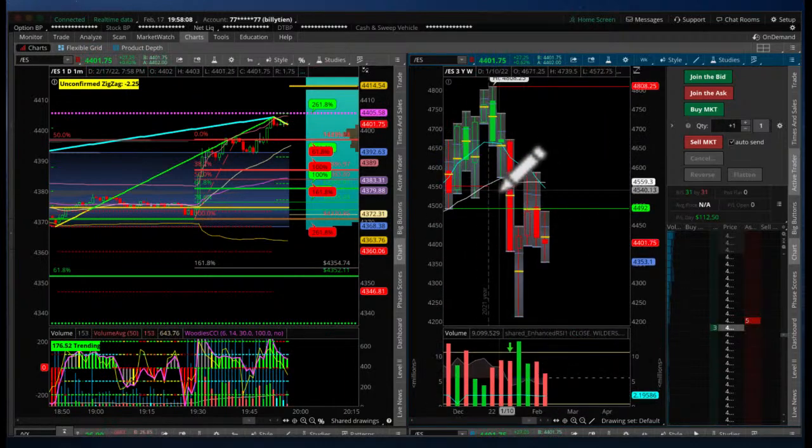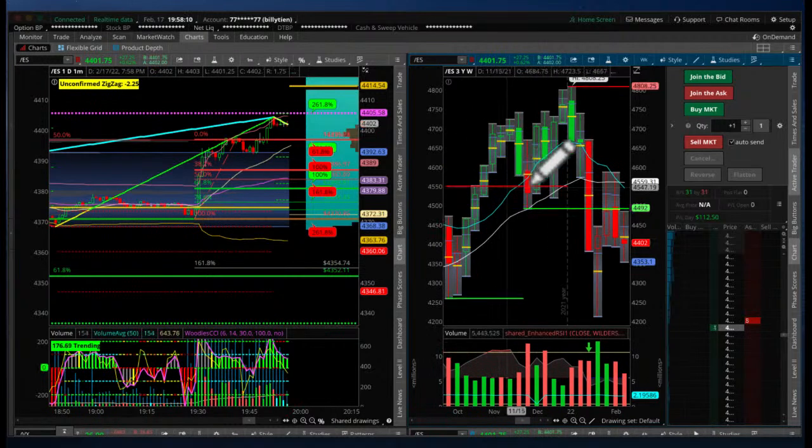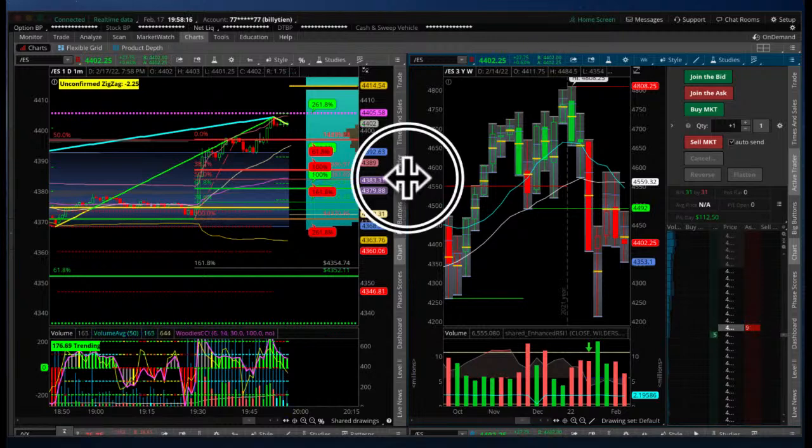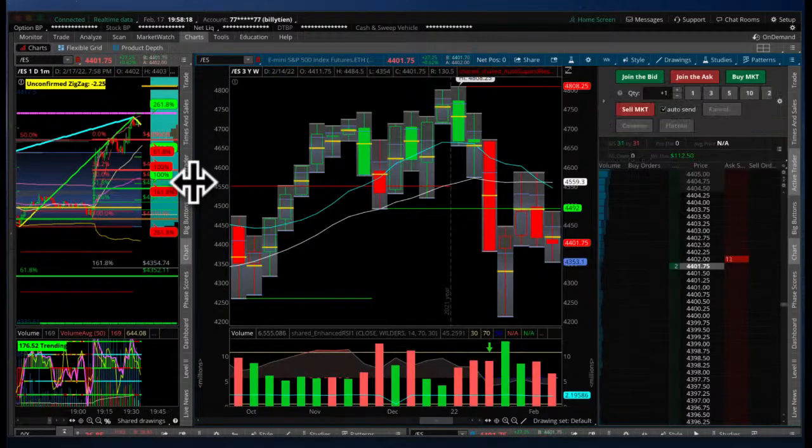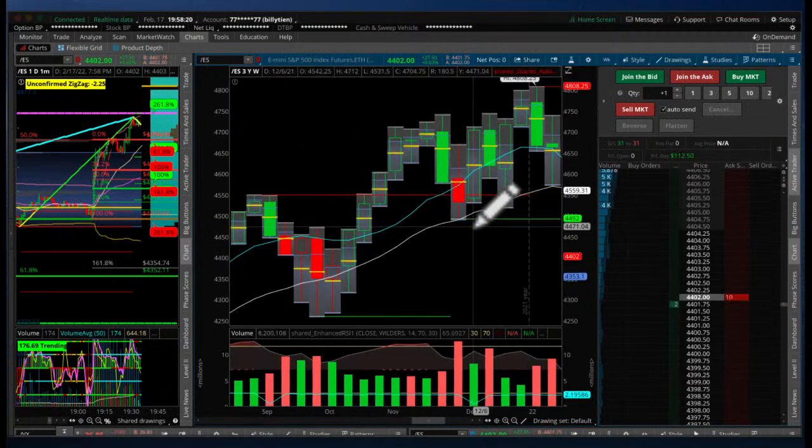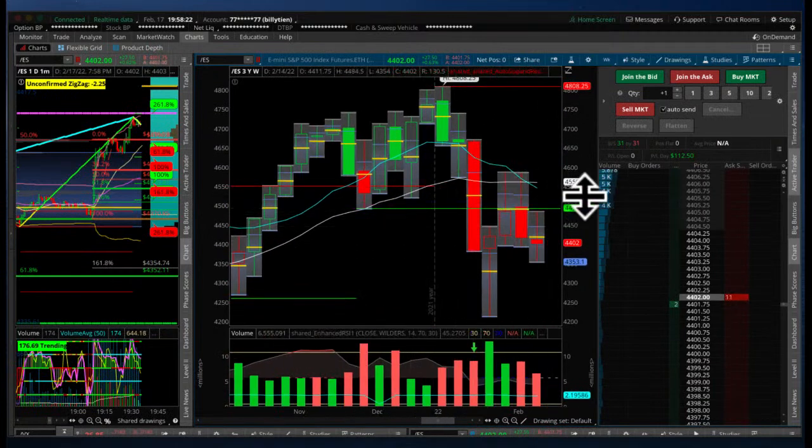The market looks like a big head and shoulders on the weekly graph, so it's kind of scary. It's a giant head and shoulders over here.